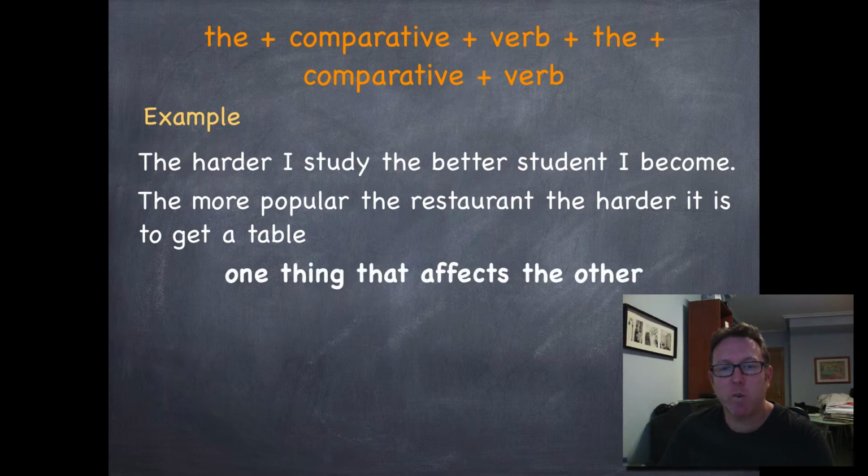Now this is showing that one thing is affecting the other, okay? One thing that affects the other. So the harder I study, the better I become. The more popular the restaurant, the harder it is to get a table. So one thing is affecting the other.